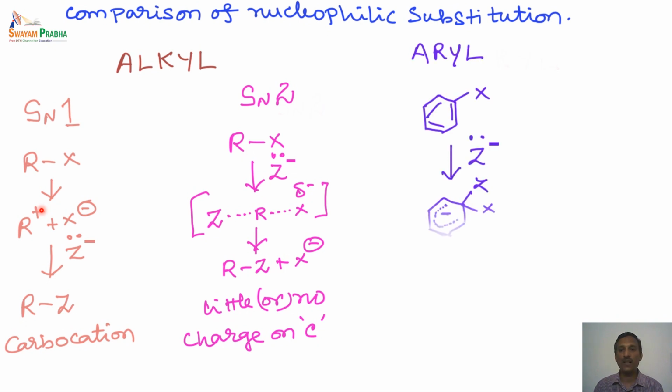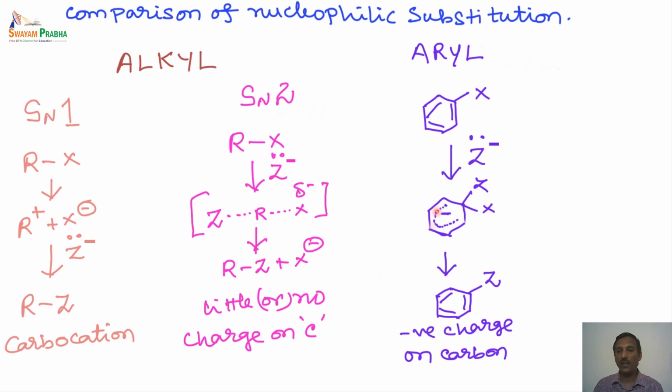And in the case of aryl systems, we have a negatively charged tetrahedral intermediate as shown here. So there is a negative charge on the aromatic system, and this is a tetrahedral carbon. So here we have a negatively charged intermediate that is formed. So this is how we can compare the three different pathways for halogen nucleophilic substitution reaction.